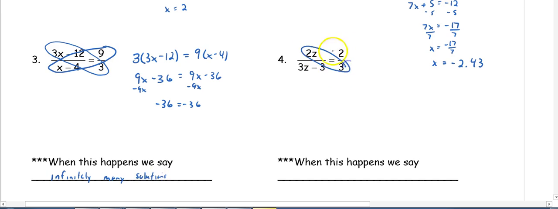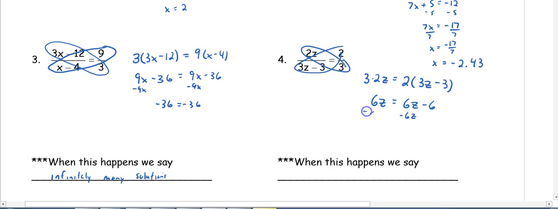In number 4, when I cross multiply, I have 3 times 2z equals 2 times (3z minus 3). So when I distribute, I get 6z equals 6z minus 6. I can subtract 6z from both sides, which means the z's cancel out. 0 equals negative 6. That's not a true statement, so when this happens, that is a no solution.